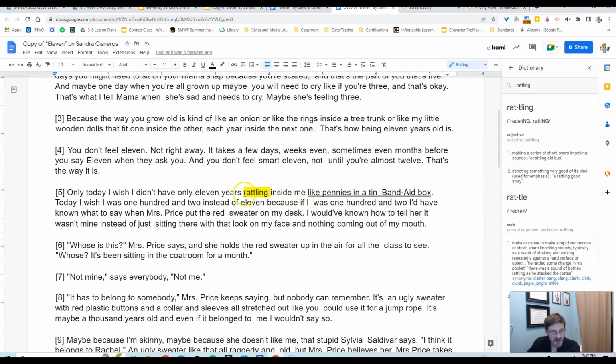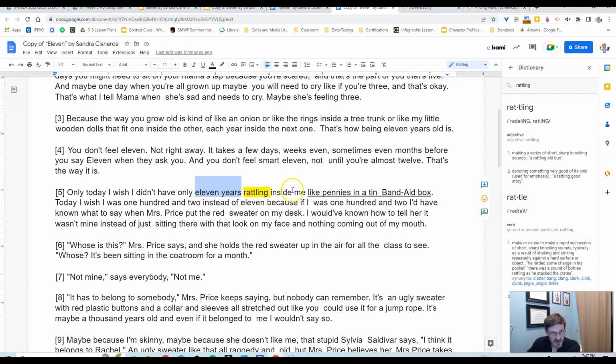And in this story, you do see that, because we see in the sentence where it's used: "Only today I wish I didn't have only 11 years rattling inside me like pennies in a tin Band-Aid box." Now we do know that rattling, that pennies in a tin box, if you've ever seen anything like that, or just pennies in a box in general, you shake it, it's going to rattle. But the author here seems to be making a connection between being 11 years old and pennies rattling in a box. So an 11-year-old only has 11 years of life.